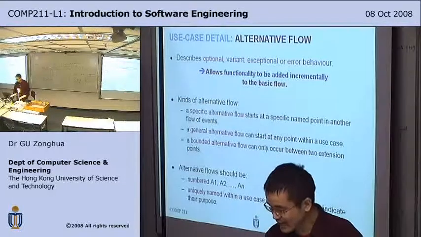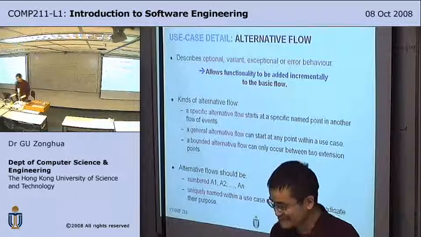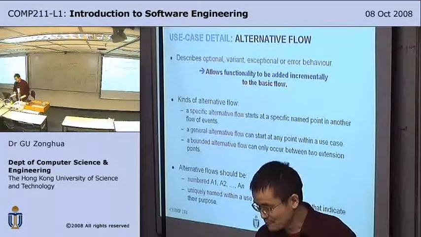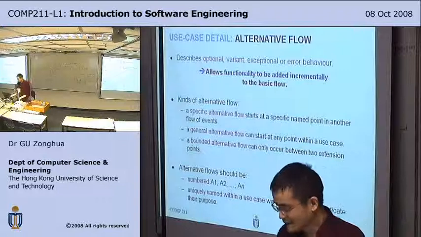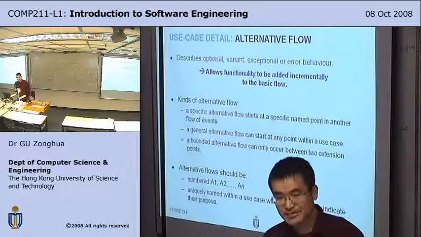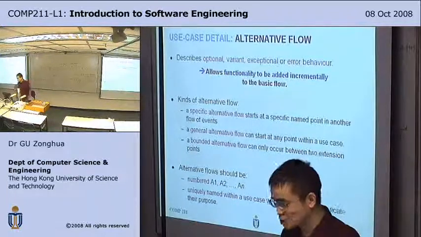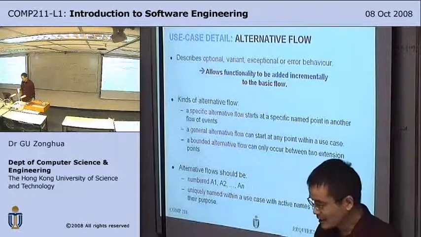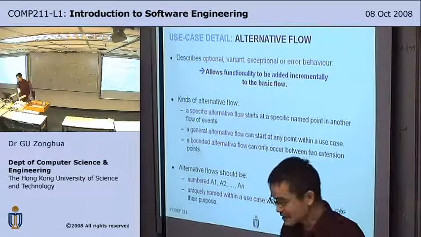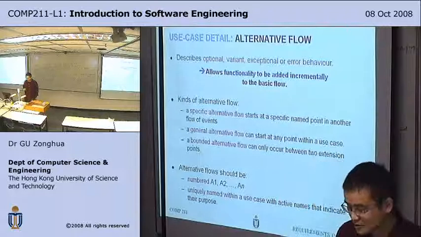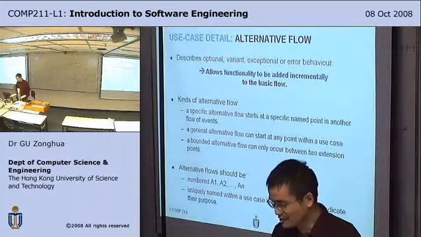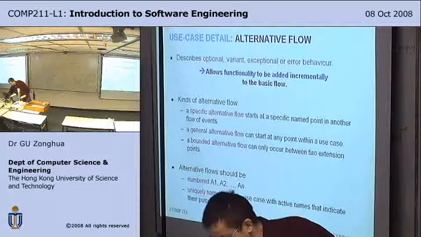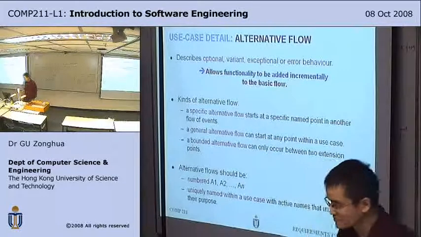alternative flow starting at a specific named point in another flow of events. So you specify a particular point and say, at this point, if some condition becomes true, you perform the alternative flow. Or it can start at any point within a use case. That is, at any point when something becomes true, something happens, you perform the general alternative flow. Or a bounded alternative flow can occur between 2 extension points.